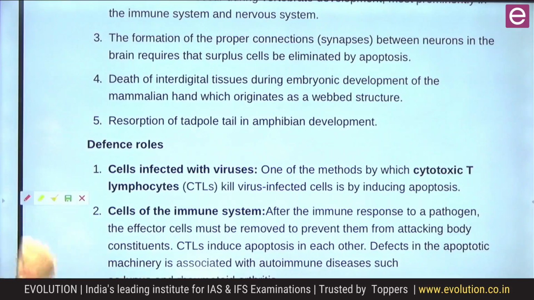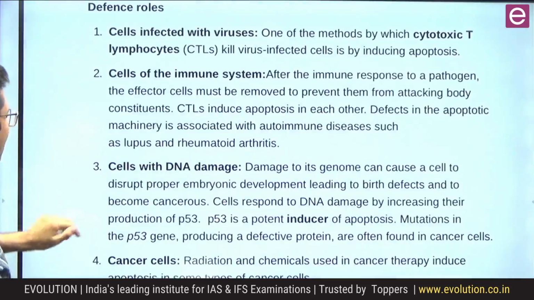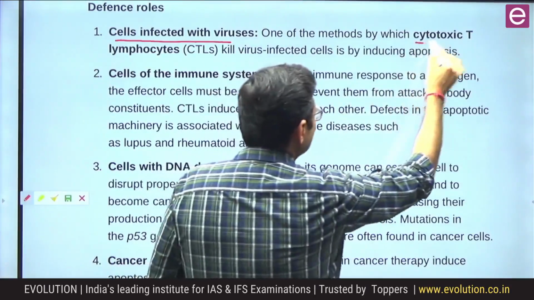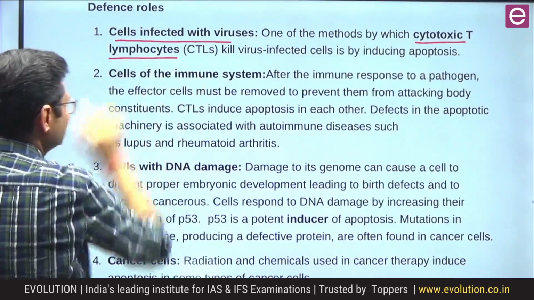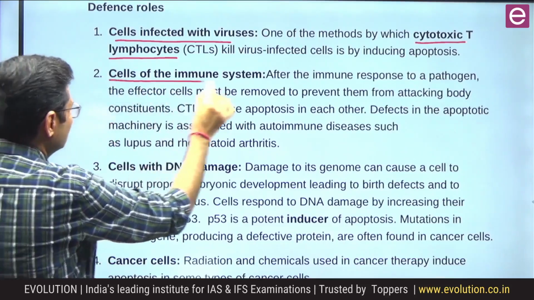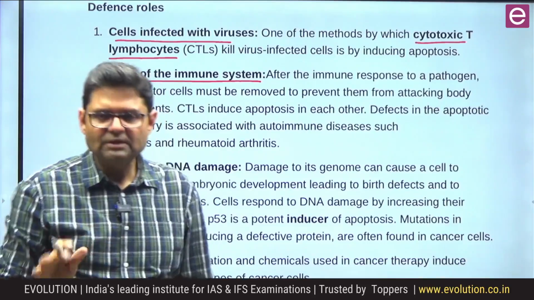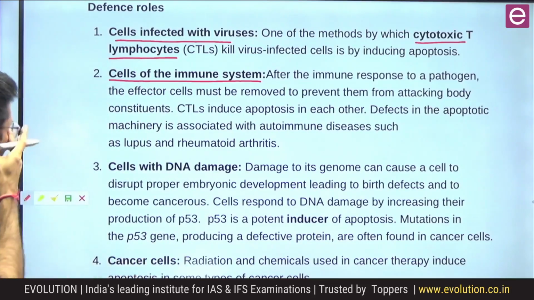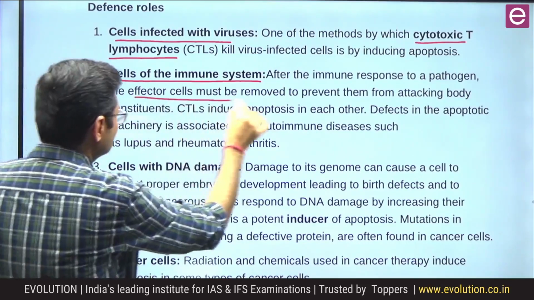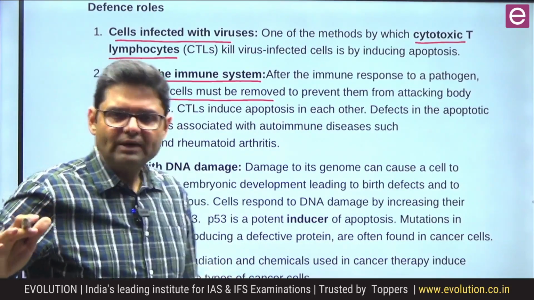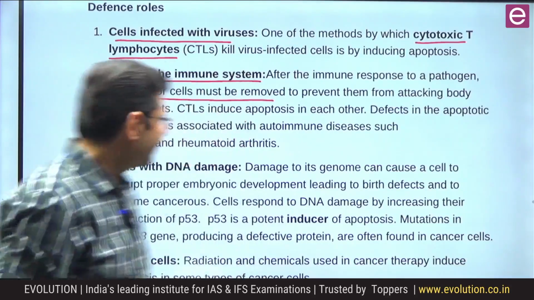Then there are roles in defense. For example, cells which are infected with viruses are killed by cytotoxic T cells, which are known as killer T cells, cells of the immune system. After the immune reaction to the pathogen, once the pathogen has been dealt with, effector cells are removed so that they no longer attack the body's own cells. So to prevent their unwanted effect, effector cells are slowly eliminated.